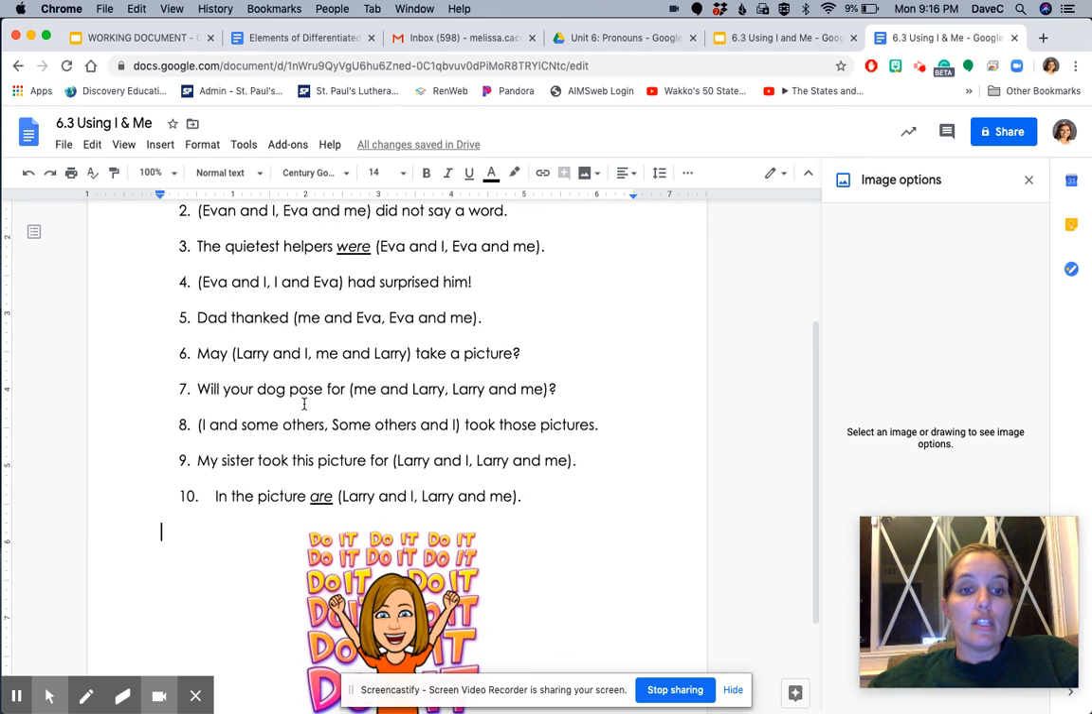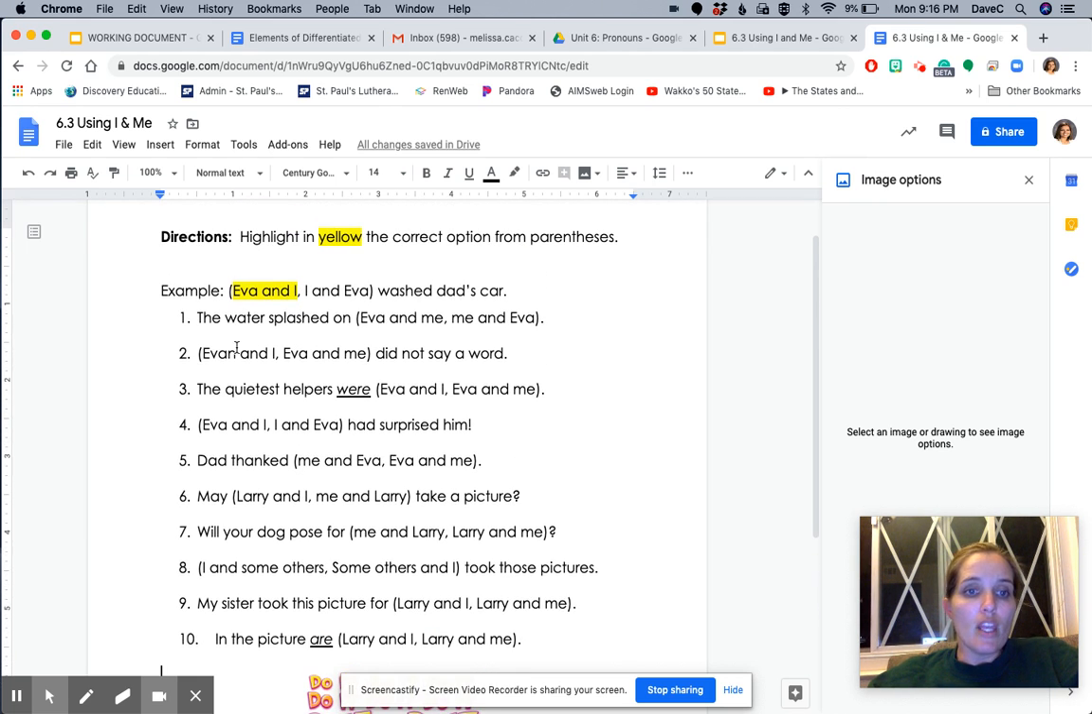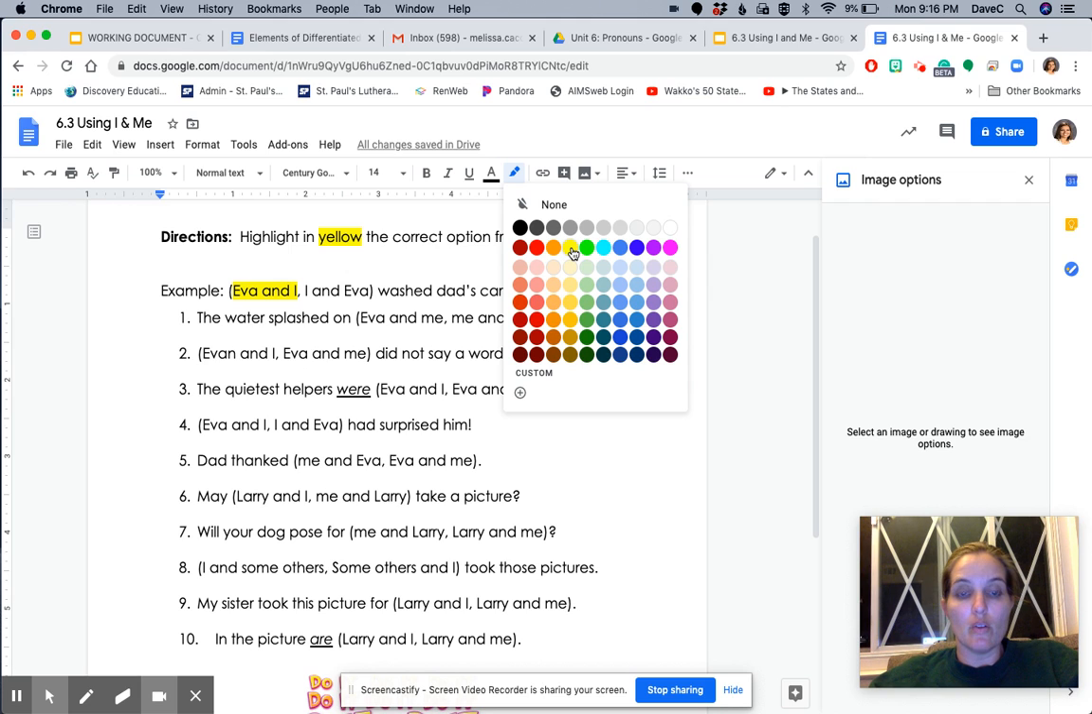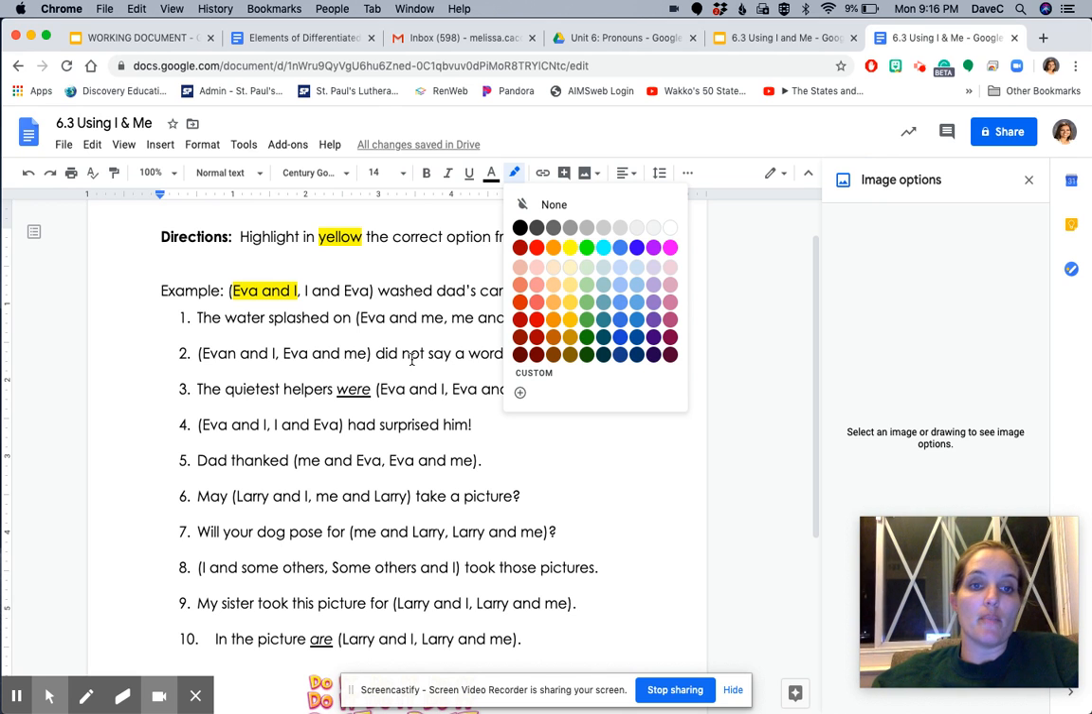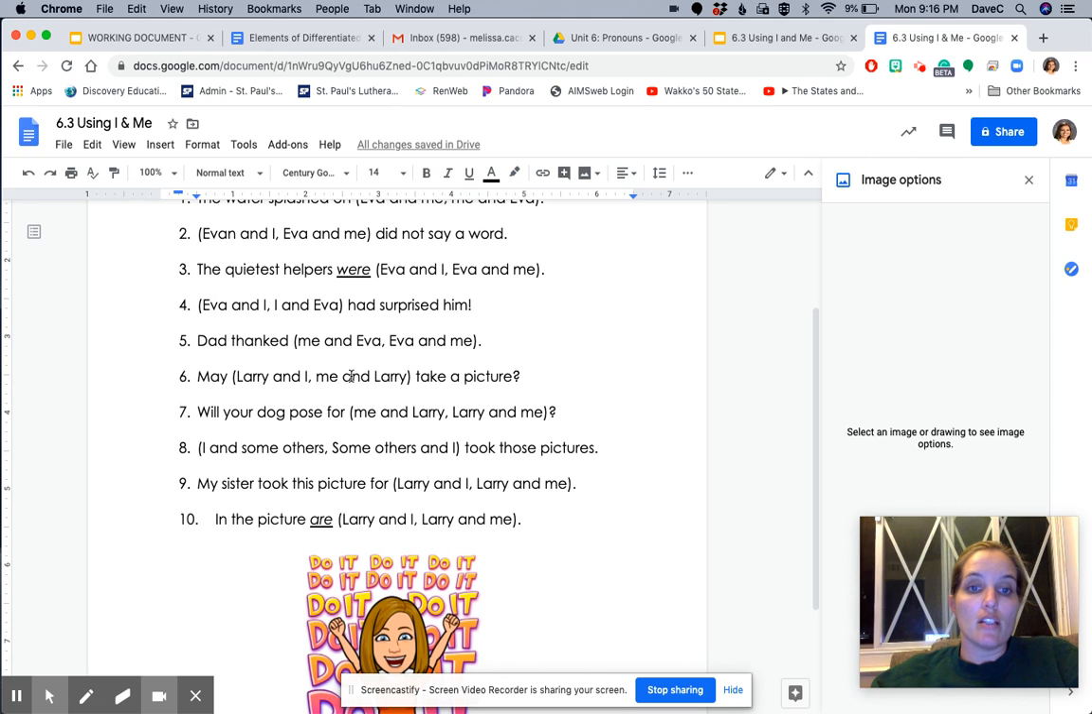You're going to go through these 10 and click on and highlight whichever pair is right in yellow. Up here is the highlighter, and make sure it's yellow just because it's the easiest one to see. Sometimes you guys like to highlight in dark colors and then I can't see what is happening. So just pick yellow for all of them. Highlight the correct option out of the two in parentheses.